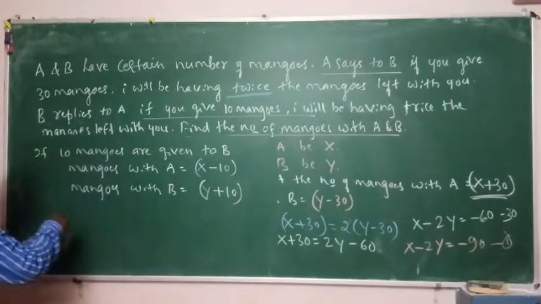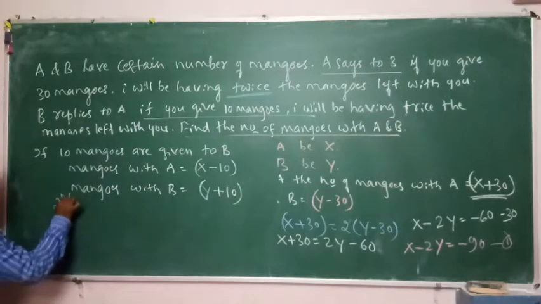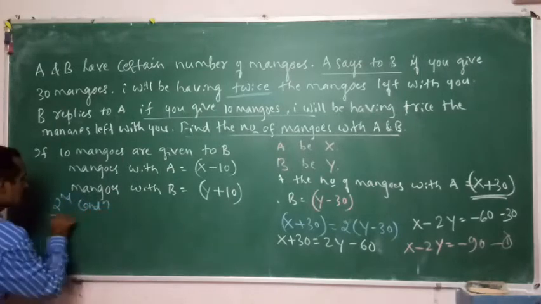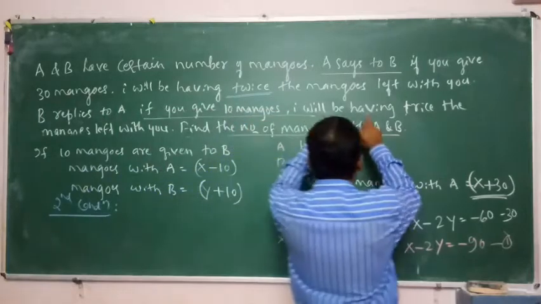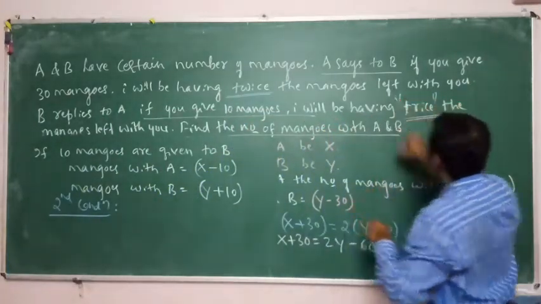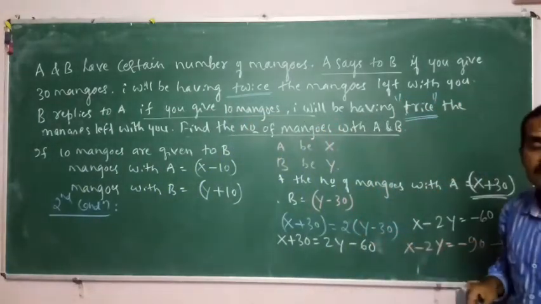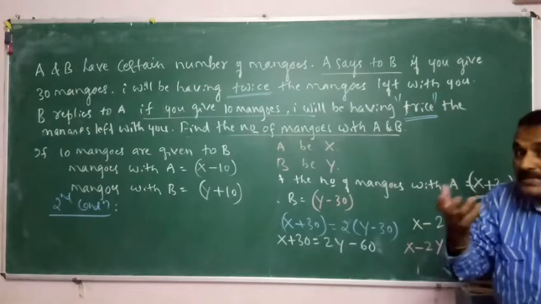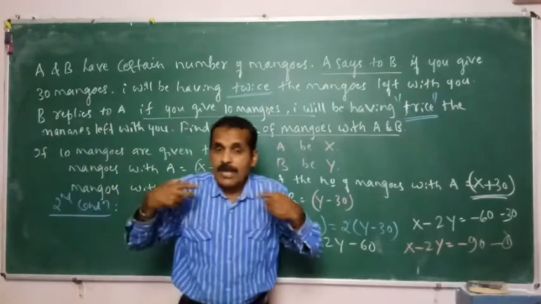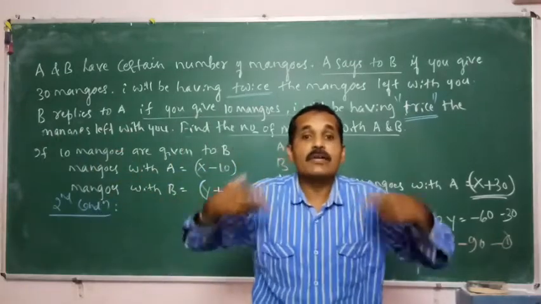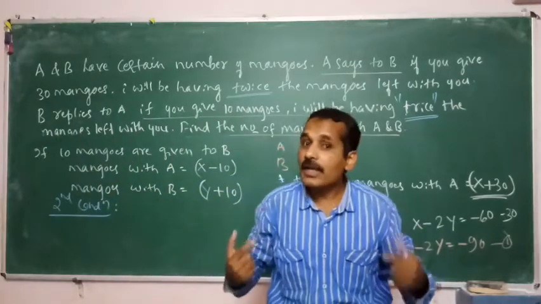Now, what is the relation? Second condition. What do they say? If you give me 10 mangoes, I will be having thrice. Who is having thrice? B says, this is the statement from B: I will be having thrice. That means B is having more now compared to A.